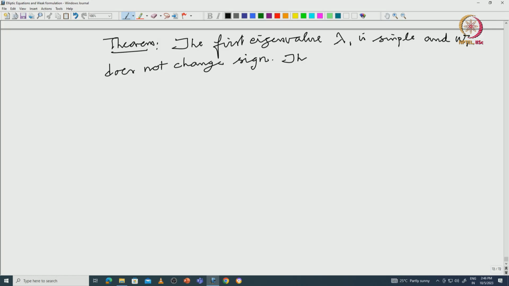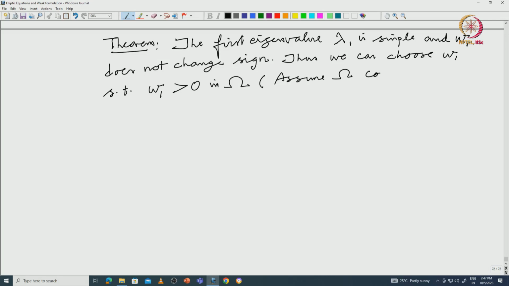Thus, because it does not change sign, we can choose W1 such that it does not vanish also, by the maximum principle. So, we will see W1 greater than 0 in omega or W1 less than 0 in omega, you can check. Of course, you assume omega is connected.